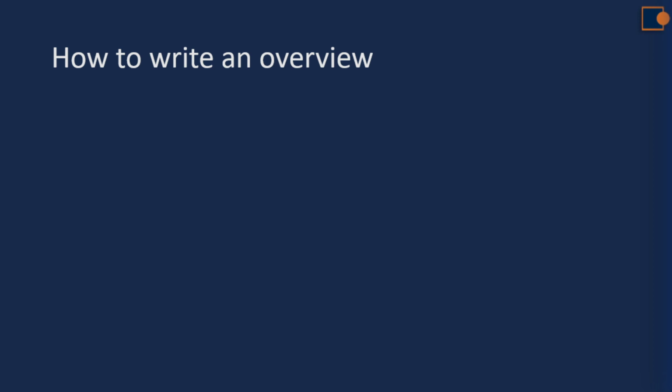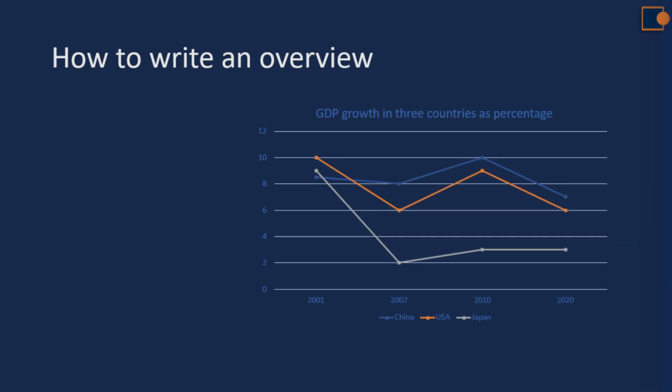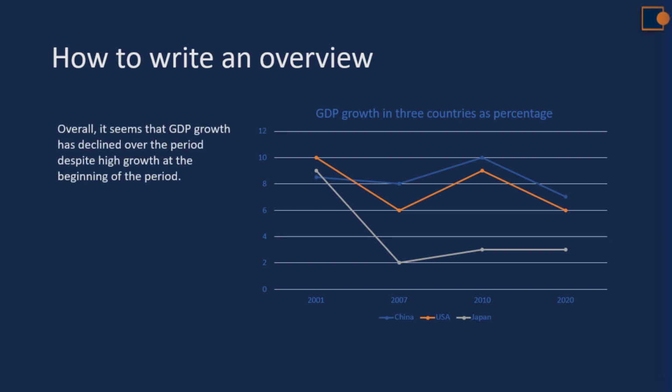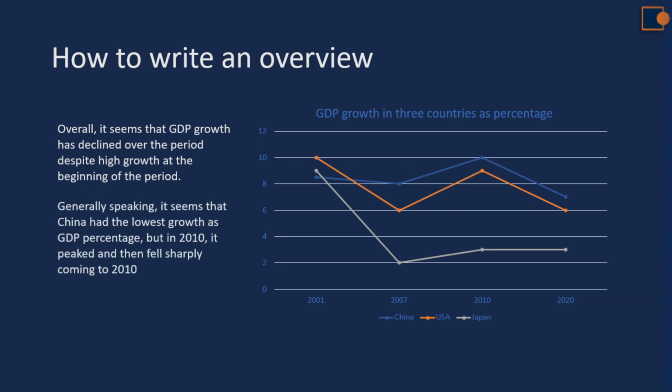I'm going to ask you a couple of questions in order to check whether you understand it or not. Let's first display one example. The title says GDP growth in 3 countries, as percentages, and as you can see, it is given for China, United States of America, and Japan. Now, let's have a look at 2 different types of overview written for you. That's the first one, and that's the second one. You need to find which one is the most correct one.